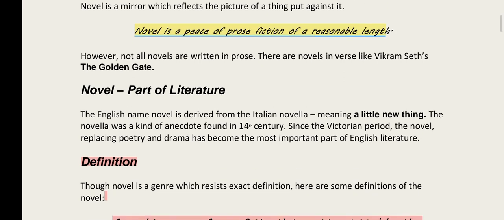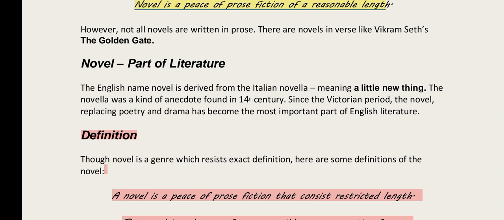Novel, part of literature. The English name novel is derived from the Italian novella, meaning a little new thing. The novella was a kind of anecdote found in the 14th century. Since the Victorian period, the novel, replacing poetry and drama, has become the most important part of English literature.